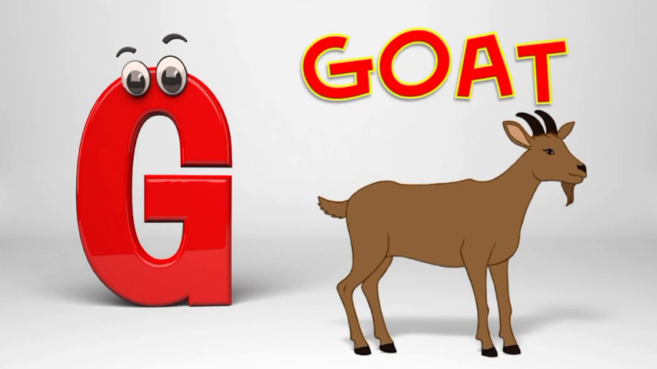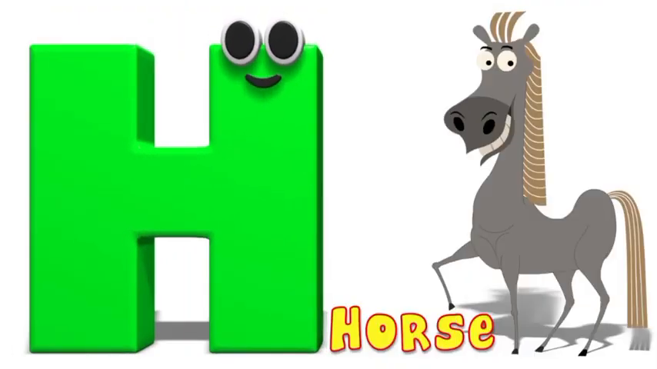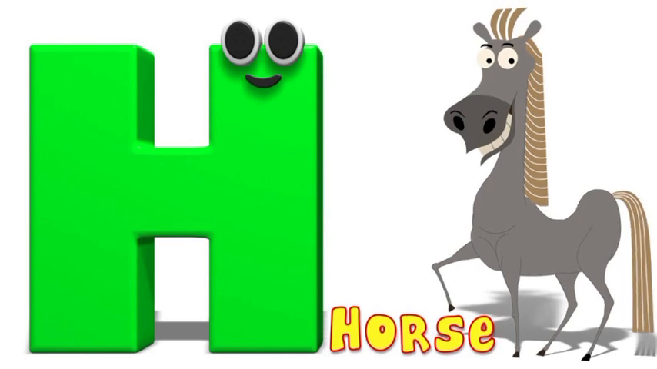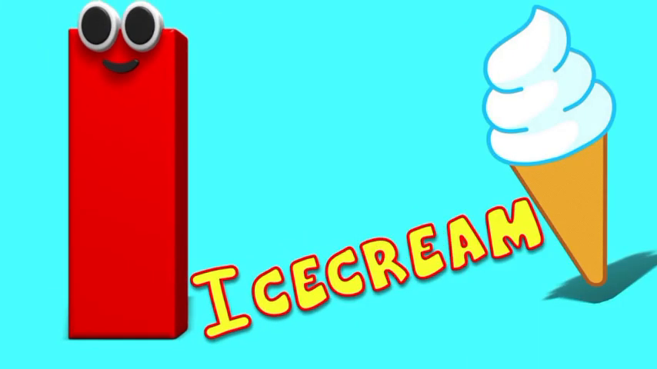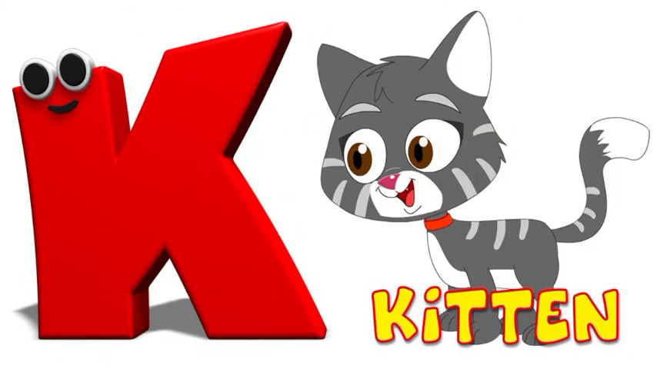G is for goat. H is for horse. I is for ice cream. J is for jump. K is for kitten.